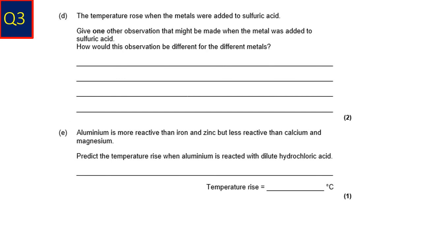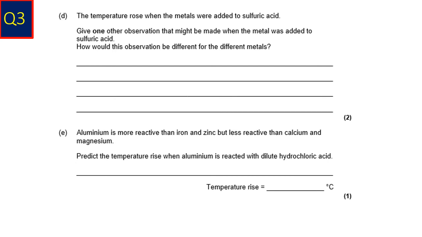D. The temperature rose when the metals were added to sulfuric acid. Give one other observation that might be made when the metal was added to sulfuric acid. How would this observation be different for the different metals? So what else would you see? We've got metal plus acid can make salt plus hydrogen. What might we see and how might there be a difference?